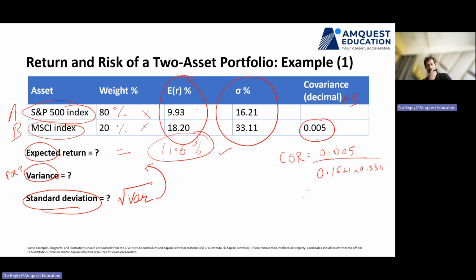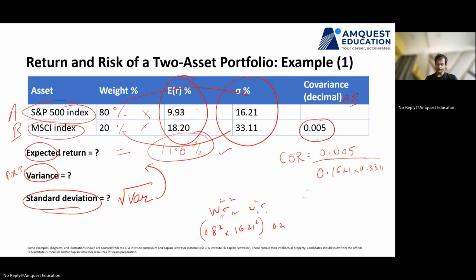Covariance is decimal, right? Because, okay, this is one way. Now you know the formula. It is weight square deviation square A, weight square deviation square B. You all know this, right? So you look, 0.8 square into 16.21 square. Correct? And then you do this: 0.2 square into 33.11 square. Correct? Now the real trick comes here.